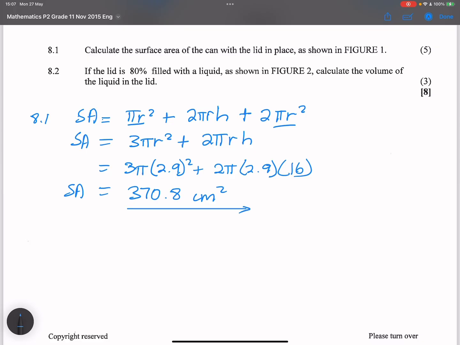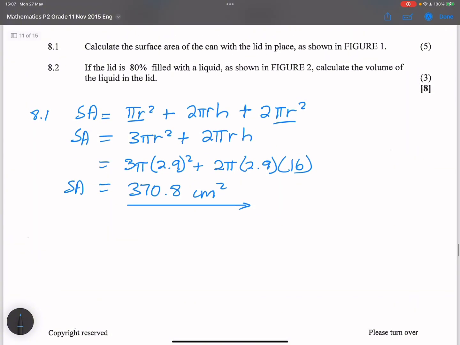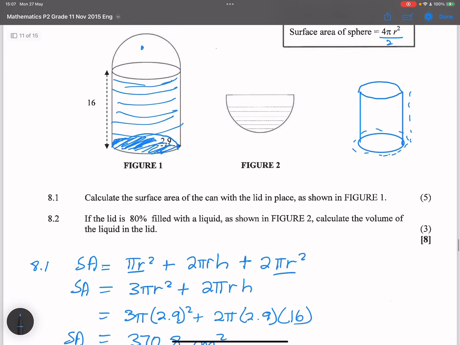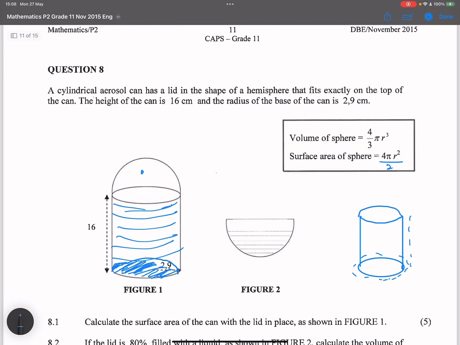And then the last question on this section, they say if the lid is 80% filled with liquid, as shown in figure 2, calculate the volume of the liquid in the lid. Now, the total volume of the lid, 8.2, in this case will be 4 over 3 pi r cubed. This is the volume of a sphere, by the way.